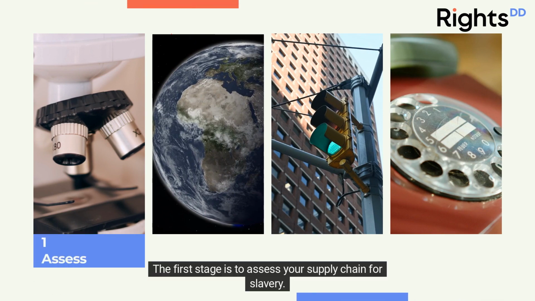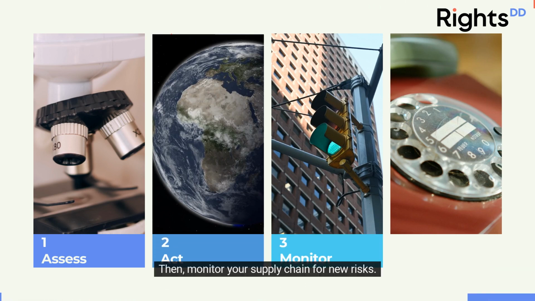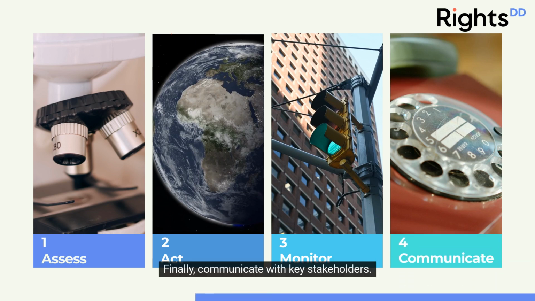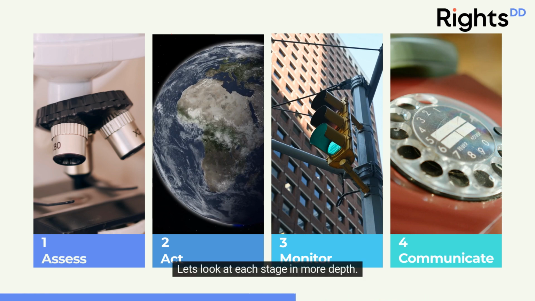The first stage is to assess your supply chain for slavery. Next, act to address identified risks. Then, monitor your supply chain for new risks. Finally, communicate with key stakeholders. Let's look at each stage in more depth.